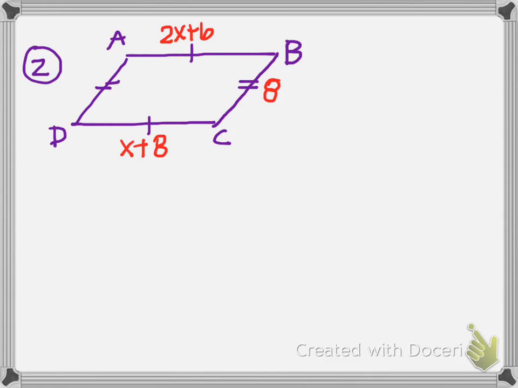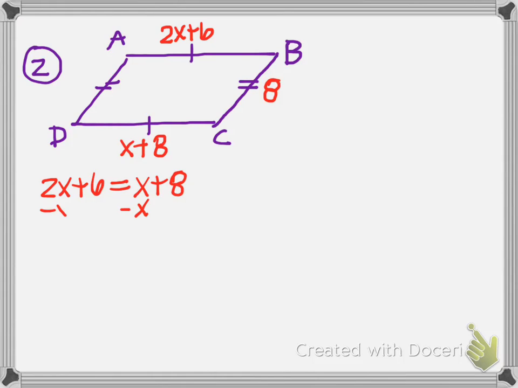The parallelogram in number 2 has the side lengths that are labeled in red, and it says find the perimeter. So before we can find the perimeter, we need to find the value of x. And we can see that AB and DC are congruent. Opposite sides are congruent in a parallelogram. So we're going to start by setting those two equal to each other so we can solve for x.